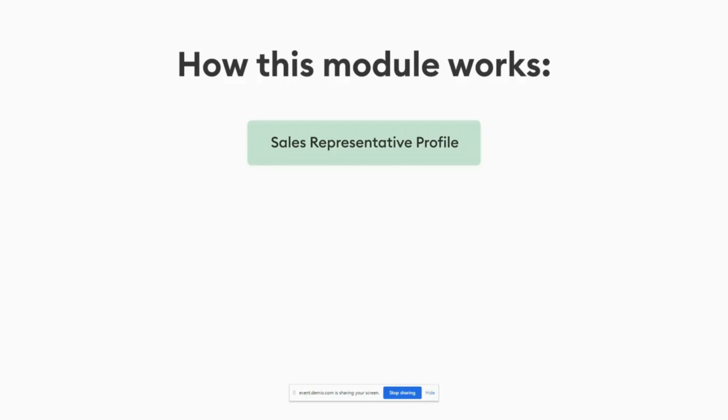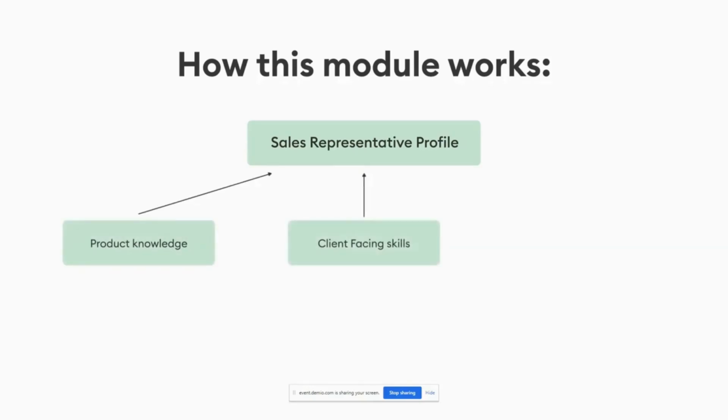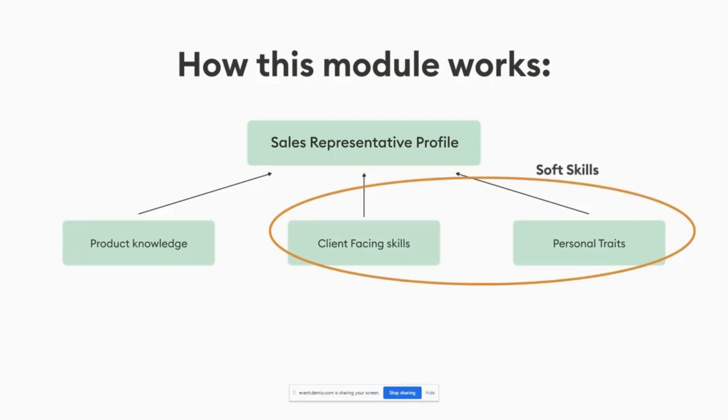To assess the employees, we will need to set up the list of competencies that our manager must have. For example, for a sales rep, they will be product knowledge, client-facing skills, and good personal traits. A specific set of competencies can be combined into groups to organize the competency structure in your iSpring Learn account.